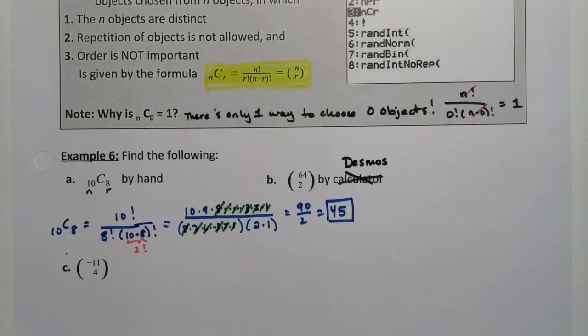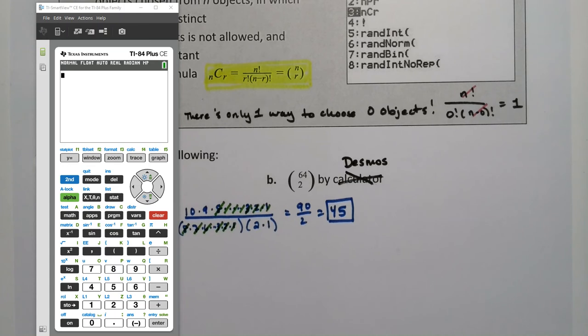So let me grab a calculator first. It's real simple. You go to the math menu, you go over to the probability menu inside that math menu, and then you choose number 3. It's going to ask you what you wanted. I wanted 10, and then we enter here and say 8, enter. And I get 45, just like I thought it was. Wonderful.